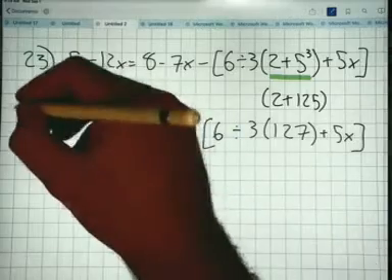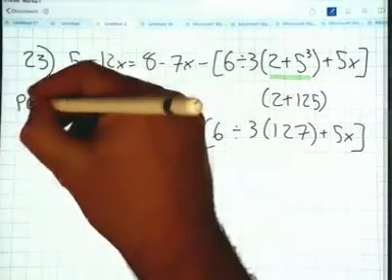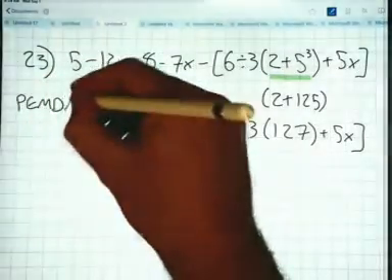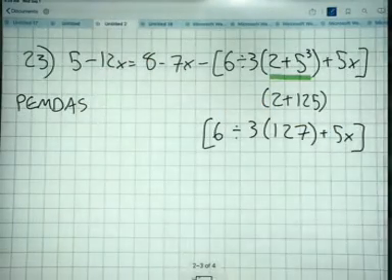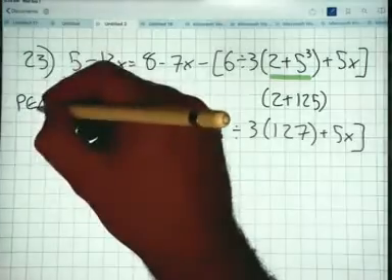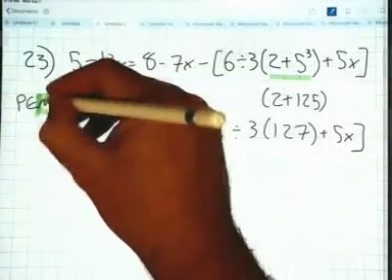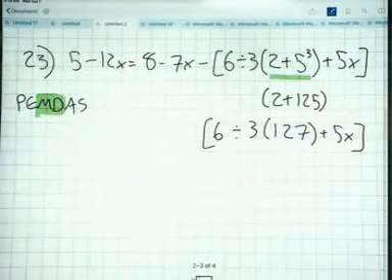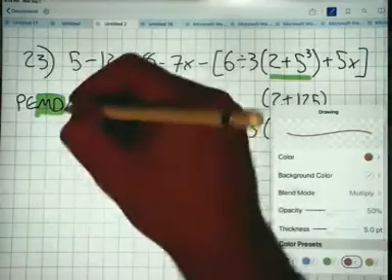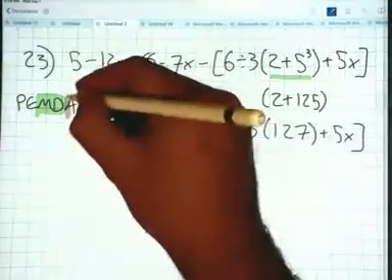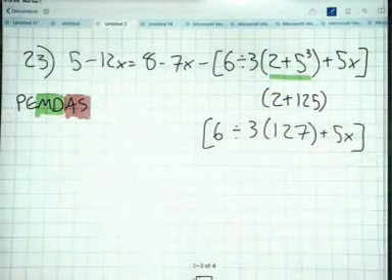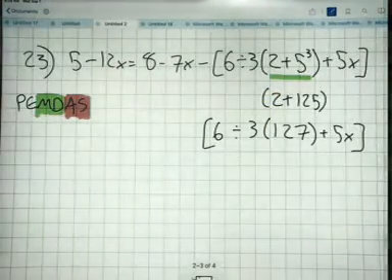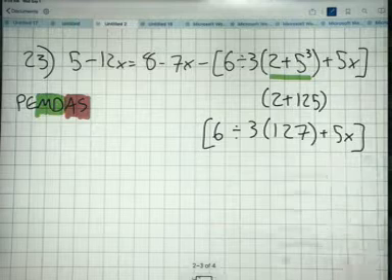When we talk about the order of operations, PEMDAS, we always think about how multiplication and division are one thing, and addition and subtraction are one thing. You always multiply and divide as you see it from left to right, and you always add and subtract as you see it from left to right.